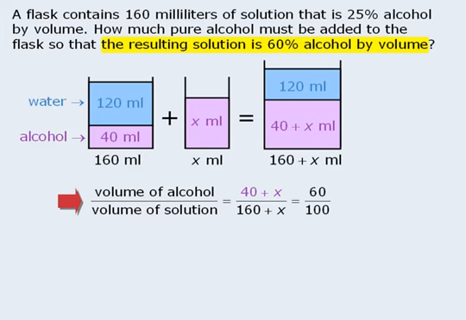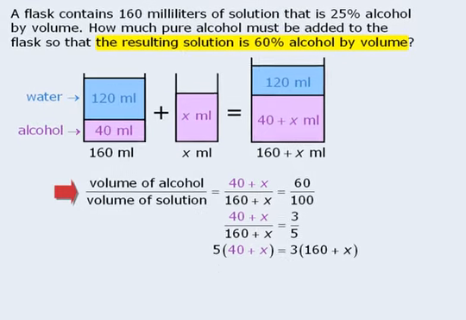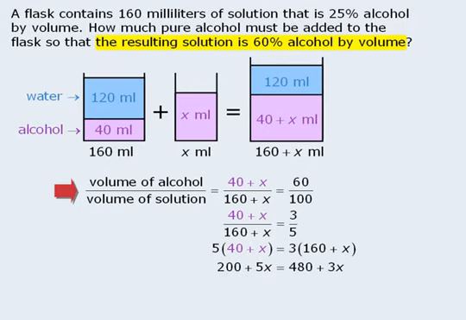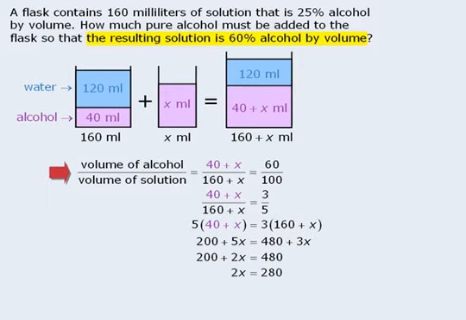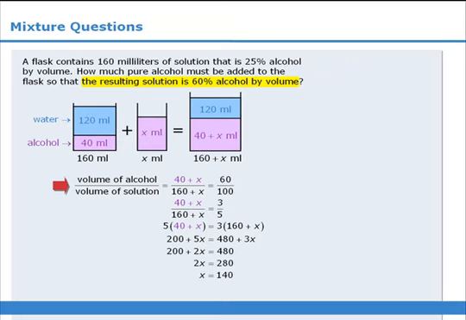First, we can simplify the right-hand side to be 3/5. From here, we can cross-multiply to get the following, and then expand both sides. Now we can subtract 3x from both sides, then subtract 200 from both sides, and then divide both sides by 2 to get x equals 140. So we must add 140 milliliters of pure alcohol to the original solution to get a new solution that is 60% alcohol by volume. Alright, let's summarize.